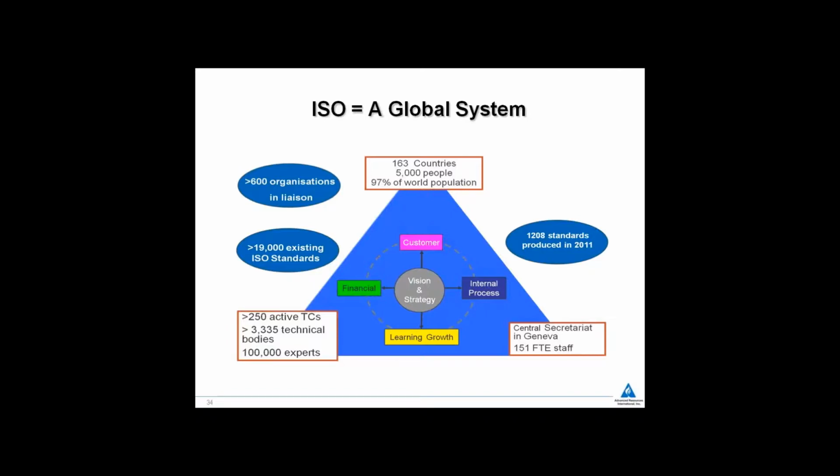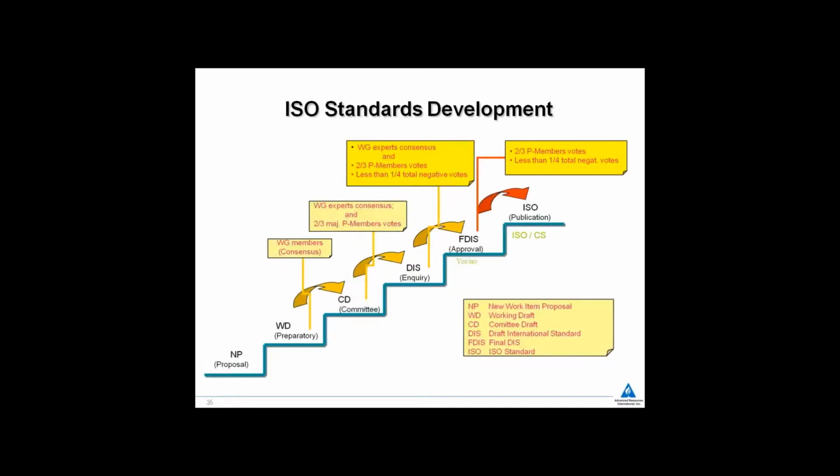ISO as a global system is represented by 163 countries. There are about 5,000 people within the organization of ISO itself, and within the countries and organizations that they represent, they believe that they capture 97% of the world's population. They represent a little over 600 organizations and have generated just under 20,000 standards to date. There are about 250 active technical committees that represent 3,335 technical bodies that encompass about 100,000 experts that you'll see in a moment. I'll bring up a slide. ISO acts as an organizational structure and not as a standard writing body.